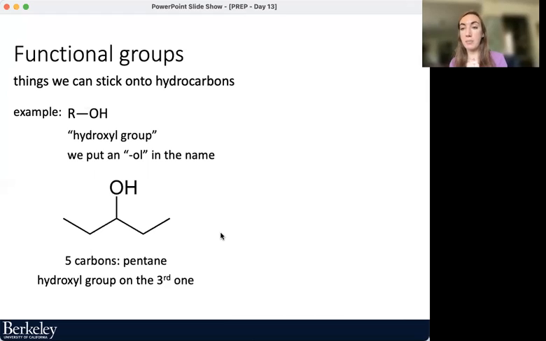So just in the same way that we indicated where the double bonds were with a number, we're going to indicate where the extra group is with a number. So this hydroxyl group is on the third carbon. So we put a 3 right here. And we change the ending from pentane to pentanol to show that there's a hydroxyl group, and that's what that 3 is referring to.